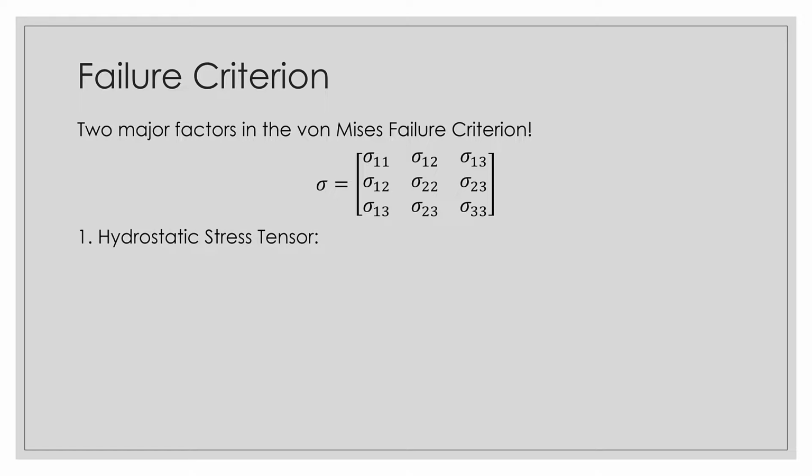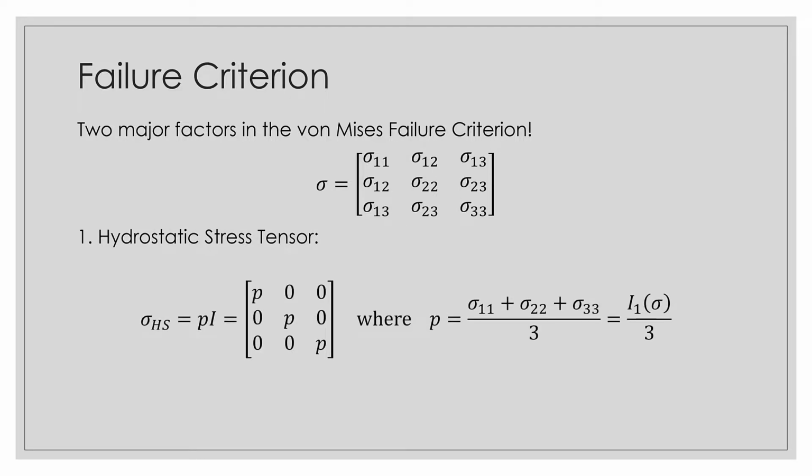And you say, Clayton, that sounds complicated. How exactly do I figure out what this is? Well, it's actually a very simple formula. I put that it's sigma hs, and I couldn't really find a name for this, so I just put sigma hs. But in essence, it's equal to p times I, where p is just a scalar. So if we expand it out, we have a diagonal row of P and the rest is equal to 0.